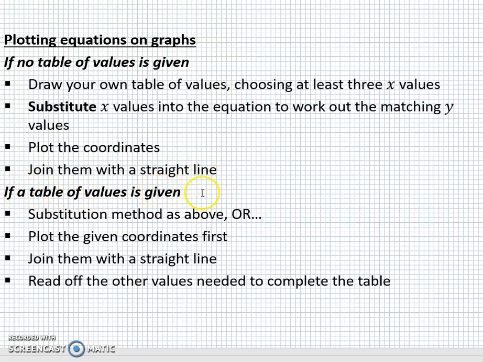If a table of values is given, like you have been so far, you use the substitution method as above, or plot the first given coordinate, join them with a straight line, and read off the other values needed to complete the table. Okay, so what I would like you to do is to copy this down in your book, so press pause and do that now, please.